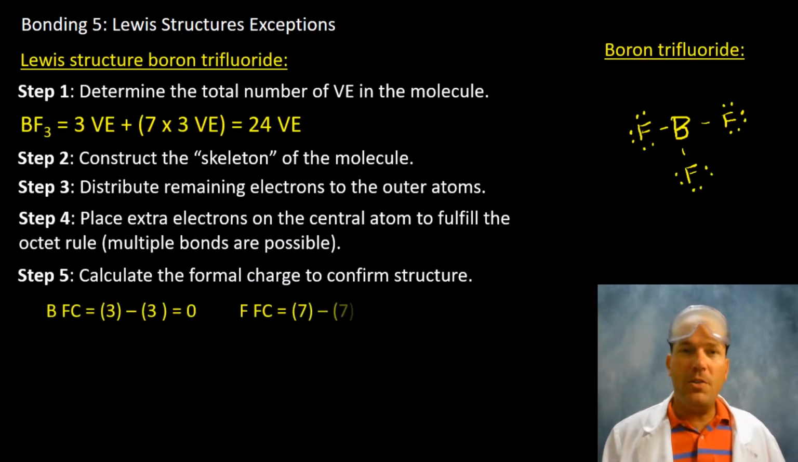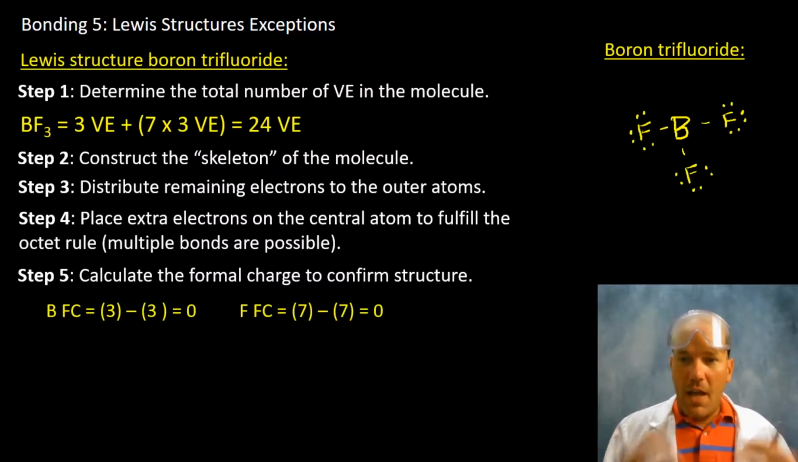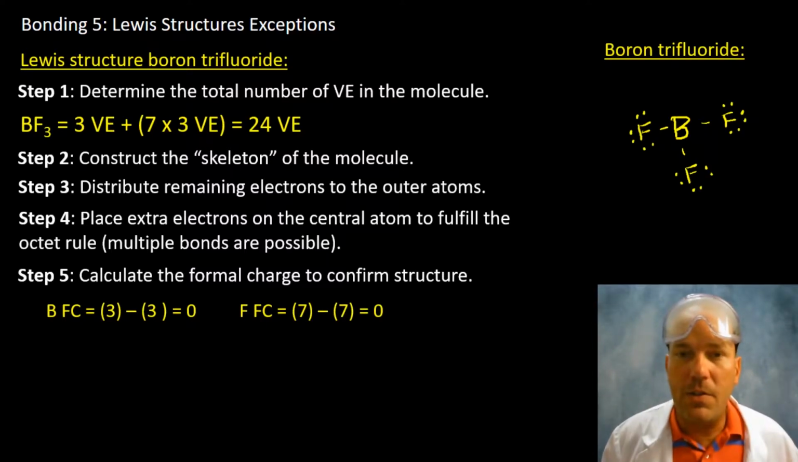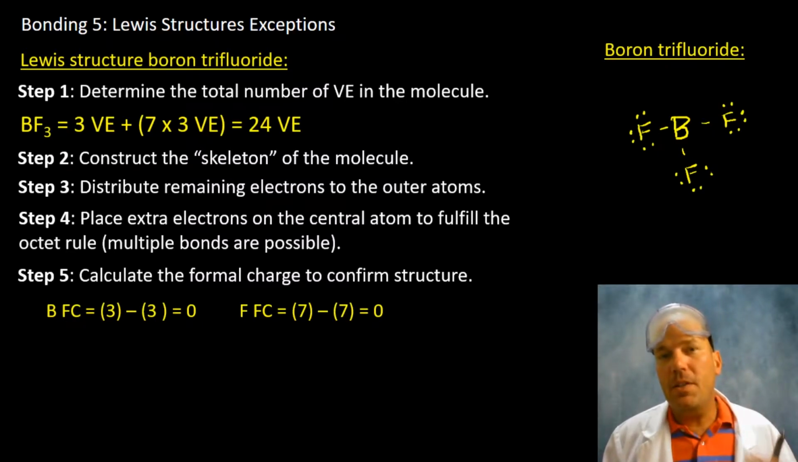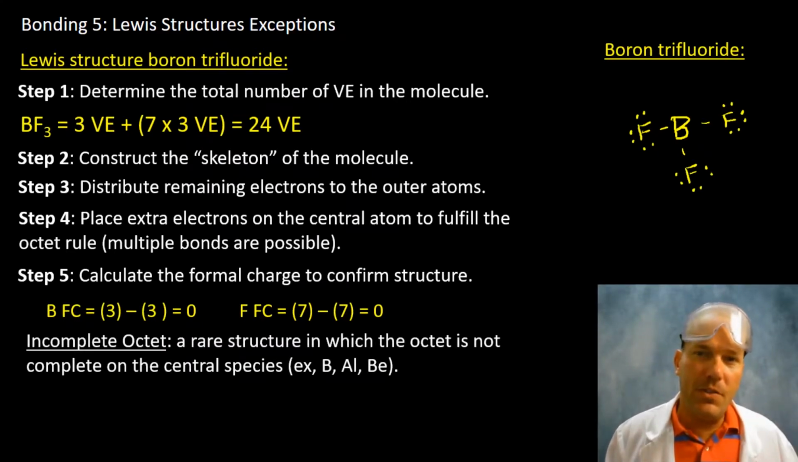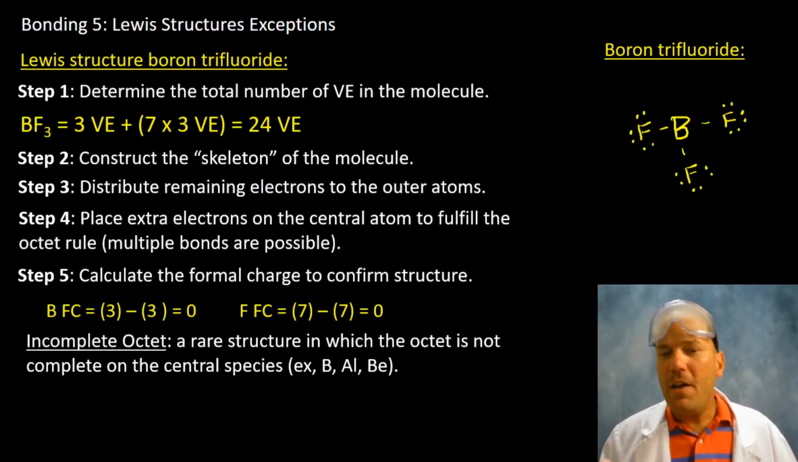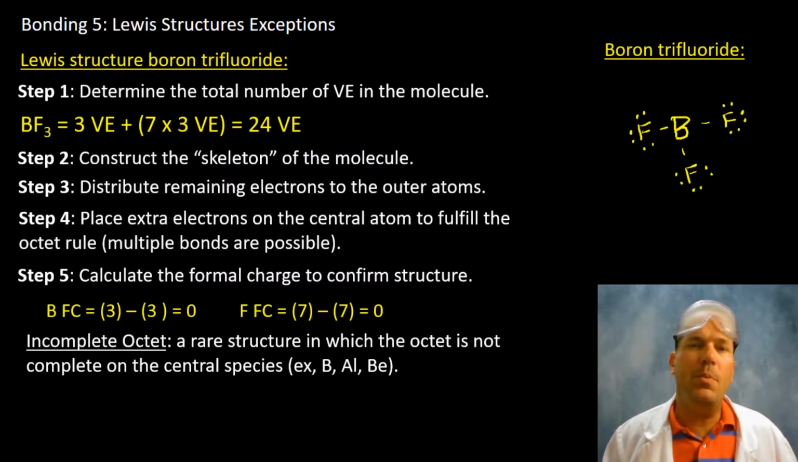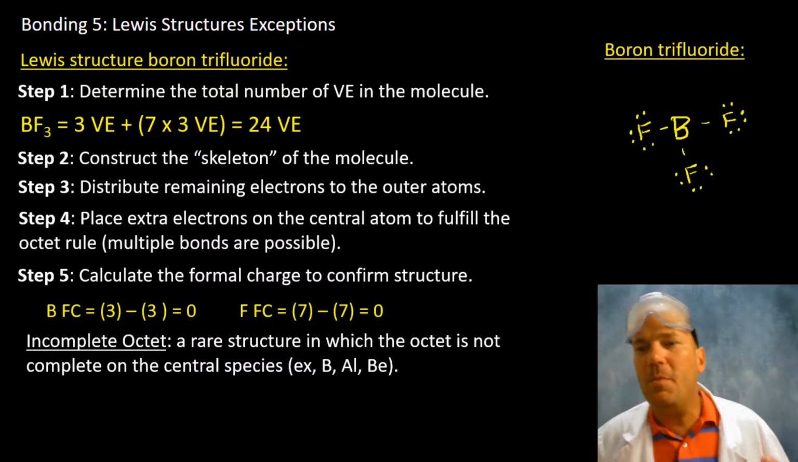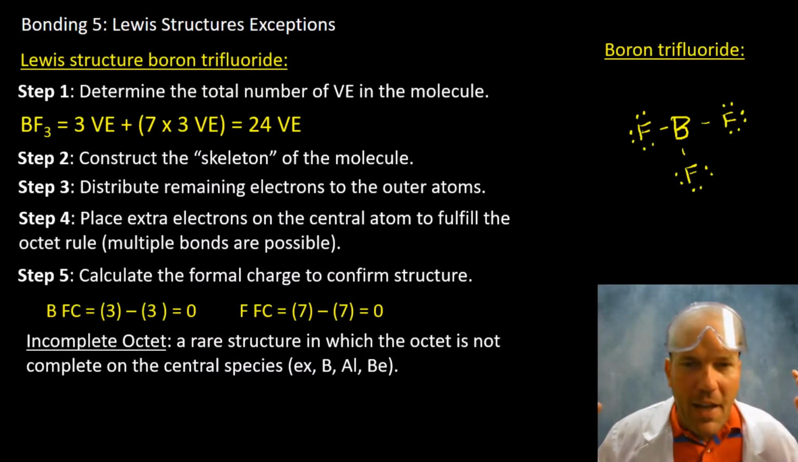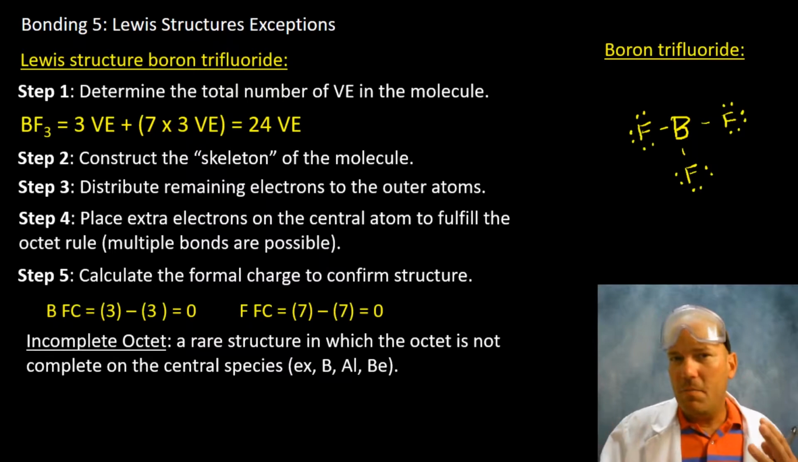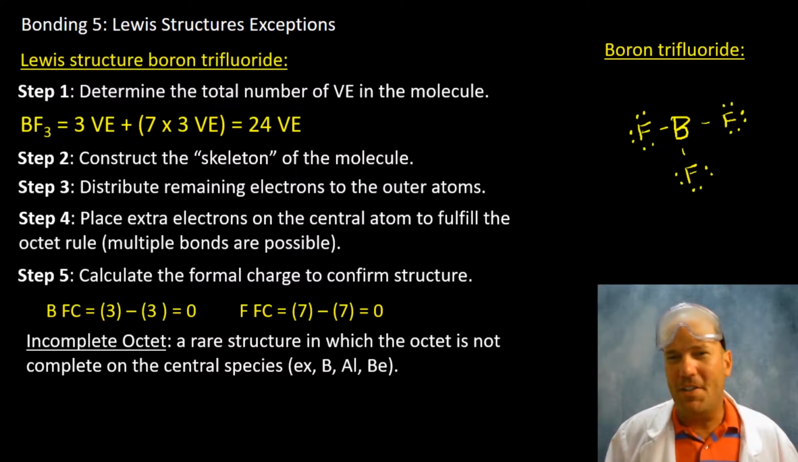Let's look at the formal charges here. With this structure, I get zeros all the way around. So this brings me to the first exception of Lewis structures, which would be incomplete octets. All right, they are rare, but they do occur. And typically we'll see these with boron, aluminum, and beryllium. But this is the most stable structure. It has an apparent violation, but it's the lowest energy, most stable configuration.